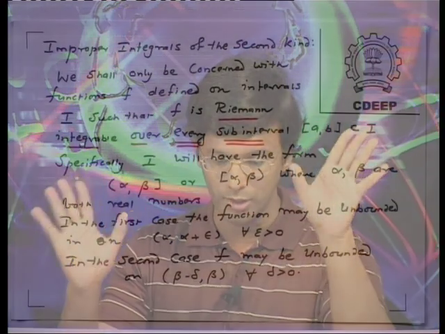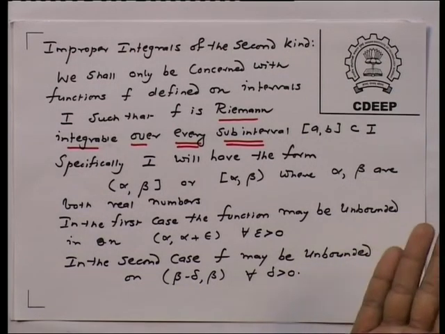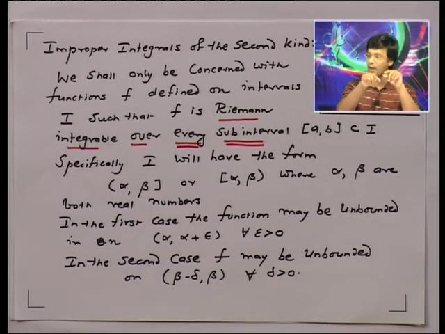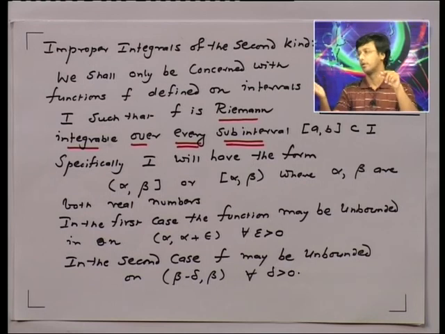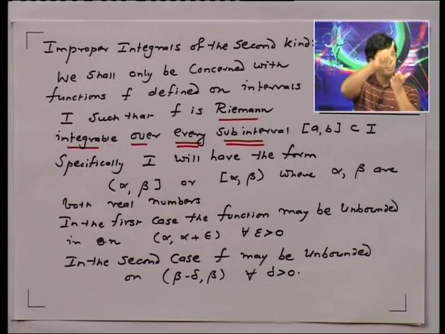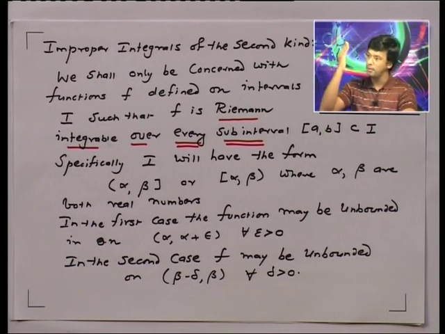So this is going to be the assumption that all functions under consideration will be Riemann integrable over the subintervals [a, b] of I. Is it clear? Okay. So specifically, let us work with intervals of the form open at alpha and closed at beta, closed at alpha and open at beta, or open intervals (alpha, beta). That will come next. For the second kind, it will be open alpha, closed beta, or closed alpha, open beta. In the case of open alpha, closed beta, the function may become unbounded at alpha, or in the case of closed alpha, open beta, the function can become unbounded at beta.